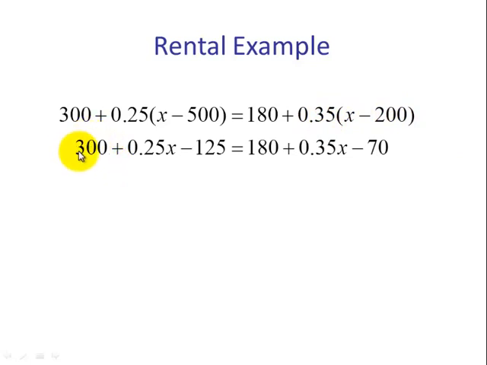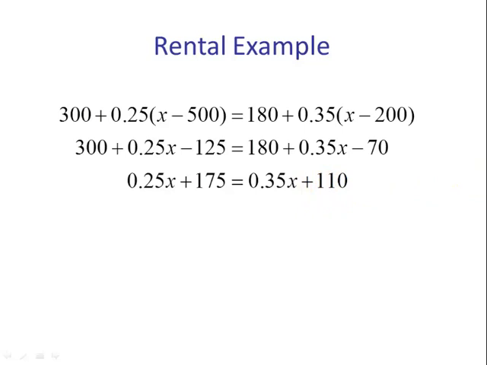On the left hand side of the equation we have a 300 and a negative 125. We can combine those. On the right hand side we have a positive 180 and a negative 70. We can combine those. Those are like terms. So our equation now becomes 0.25x plus 175 equals 0.35x plus 110.